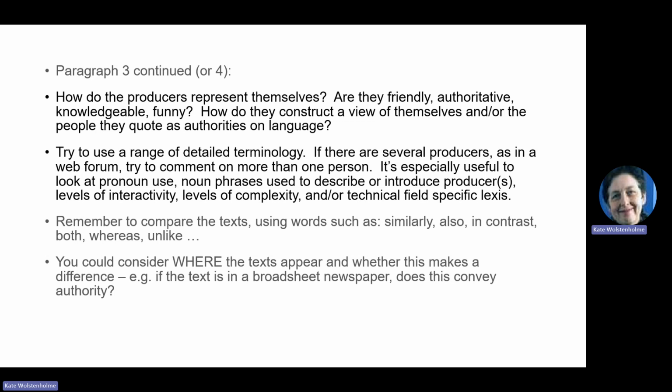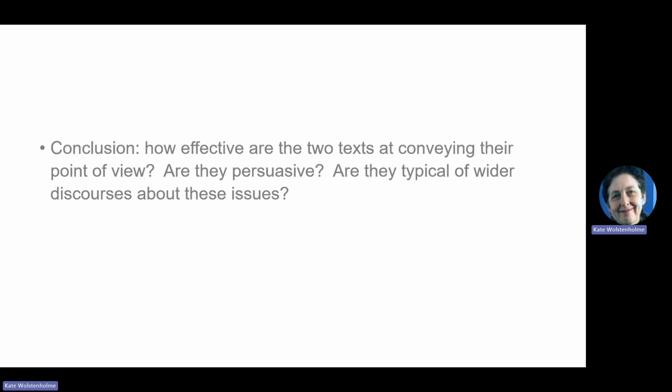So they might give themselves credentials, like call themselves a psychologist or a teacher, or they might express their authority by using lots of technical lexis. Okay, so deal with producer and audience together, because you only have 45 minutes to do this, and your main focus is on how the topic's represented. If you have time, you can do a quick conclusion, just reinforce: are these typical of wider discourses about the issue? Can you make another link back to those wider discourses?